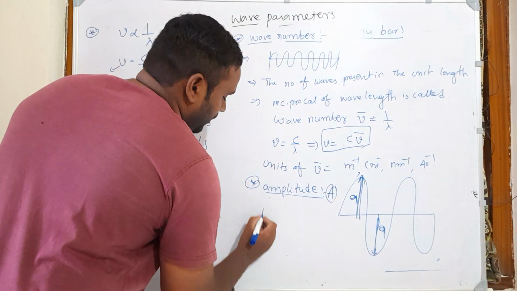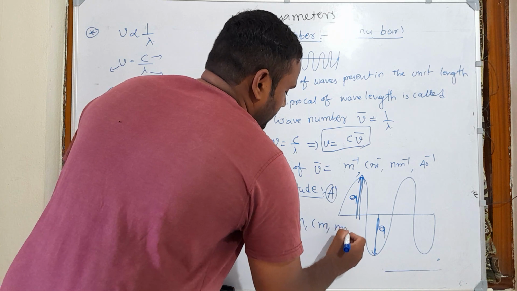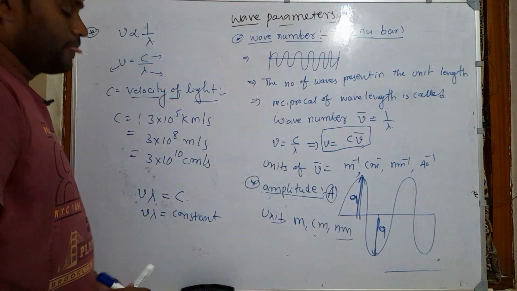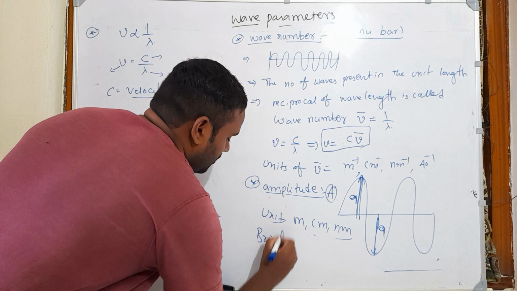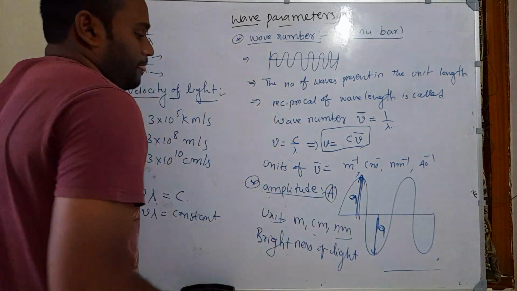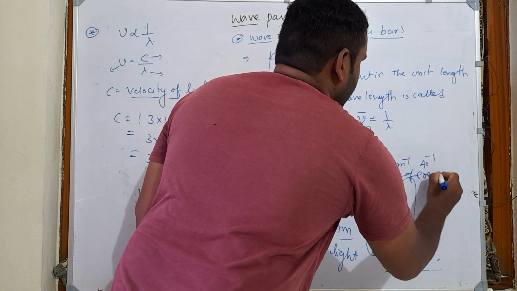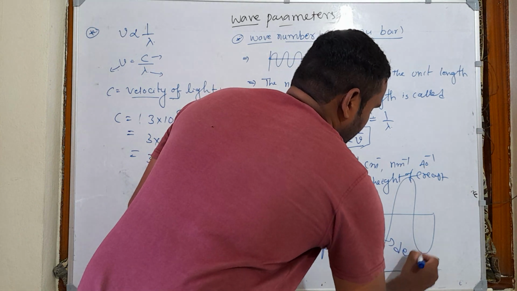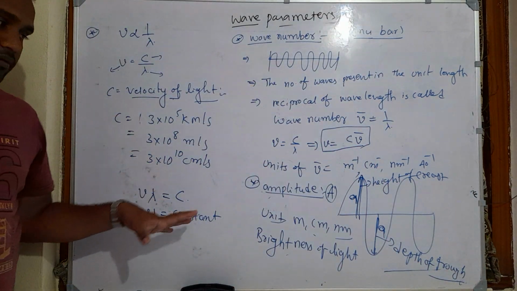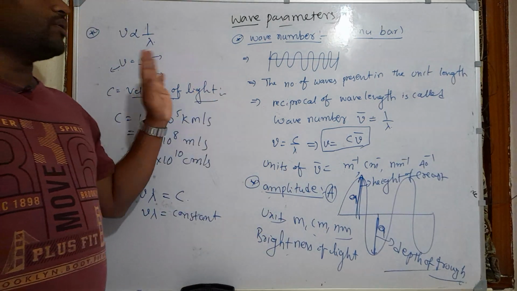What are the units of amplitude? Height units, that is meters, centimeters, nanometers, etc. Amplitude is nothing but the brightness of light, or the height of the crest or depth of the trough. It gives information about the brightness of the light. So this is about wave parameters.